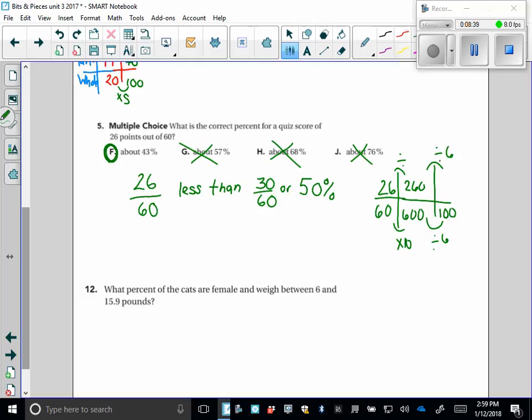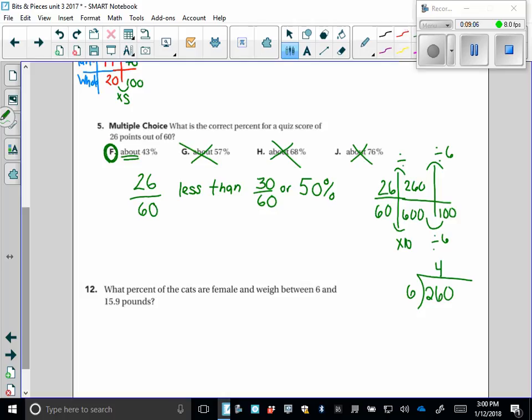When I divide by 6, I'm going to figure out that this goes in there 4 times, right? Yeah. And so the only one that starts with the 4 is 43, and they use the word about. So I just know that it's less than 50%. I'm going to give that back to you when you leave, okay? So I didn't actually have to do that.